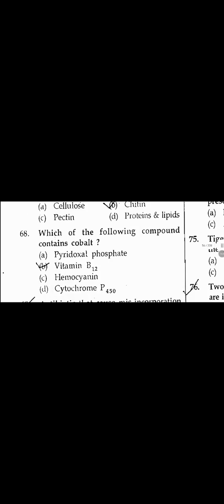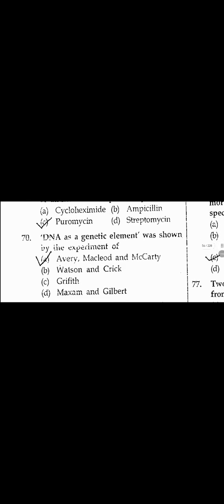Question number 68. Which of the following compounds contains cobalt? Yes, it is vitamin B12, option B. Question number 69. The antibiotic that causes the misincorporation of amino acids in protein synthesis is puromycin. That is option C.